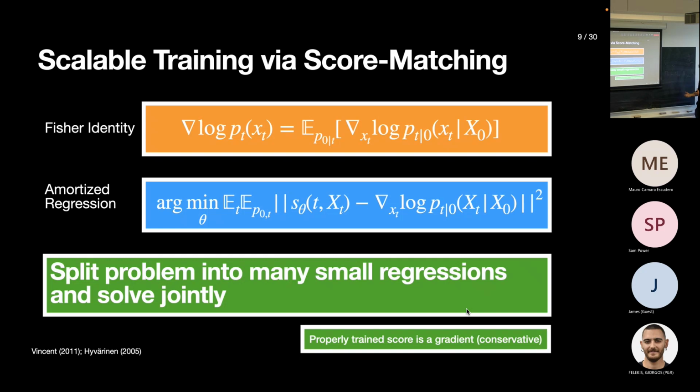And how do you measure this? Take the Jacobian of this function s theta with respect to x and see if it's symmetric. If it's symmetric, then you can prove that it's a gradient. It's like taking the second derivative and swapping the two variables you're taking gradients with respect to.